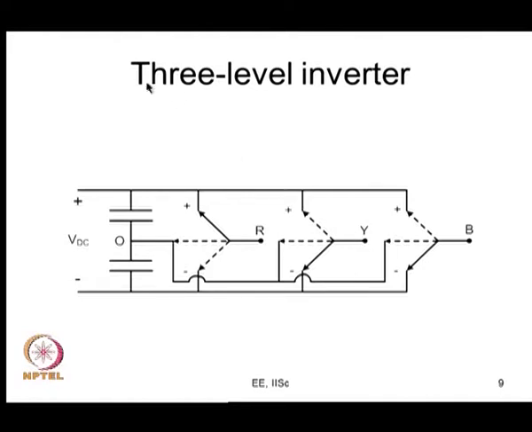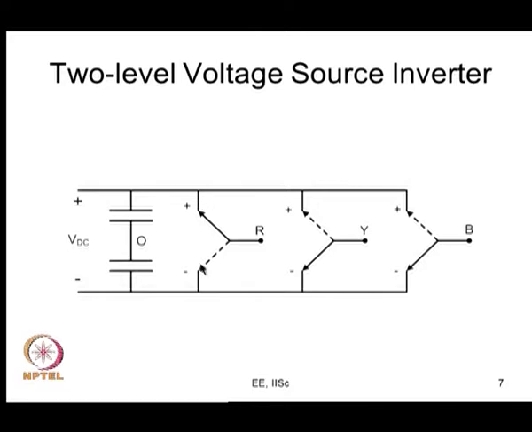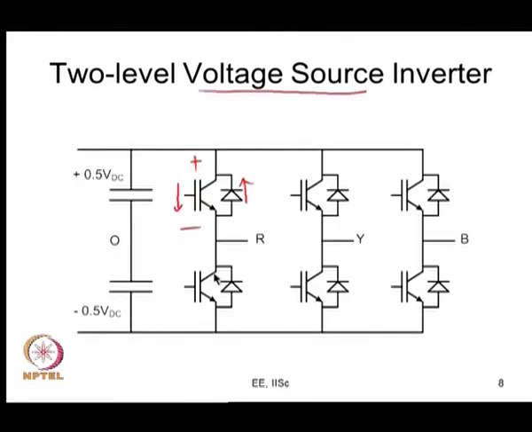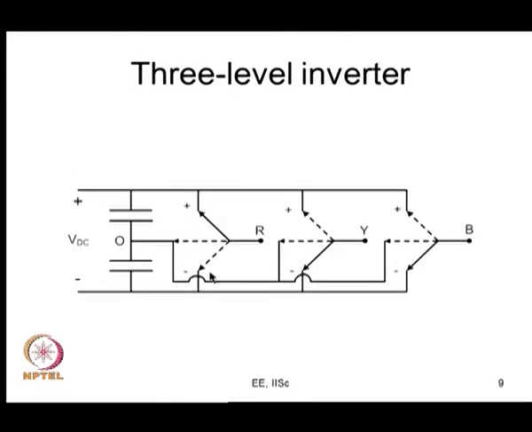So, sometimes you may find the same thing referred to as a 5 level inverter, but our convention is quite clear. When we say the number of levels, we relate it to the number of pole voltages. You look at the pole voltage and the number of possible levels of the pole voltage. In the 2 level inverter, there are only 2 of them possible, plus VDC by 2 and minus VDC by 2. Here it is plus VDC by 2, 0 and minus VDC by 2, hence we call it a 3 level inverter.